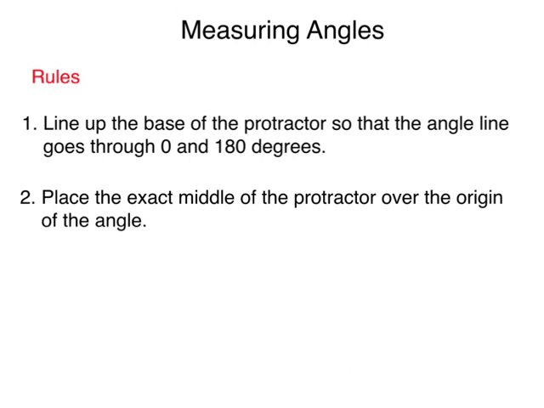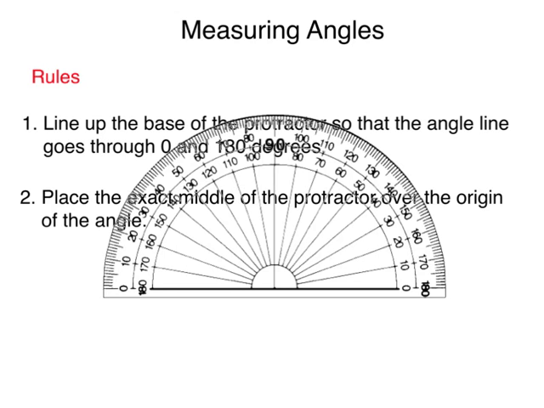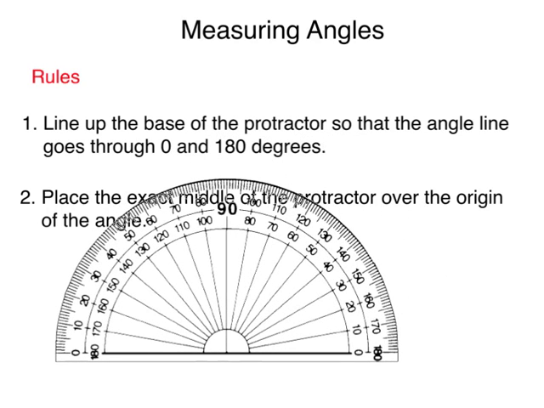Secondly, what you want to do is to place the exact middle of the protractor over the origin of the angle. So if I call in my protractor again, here it is, and I'll point to it for you. So I'm just going to move it over. Here we go. So that you place the exact middle of the protractor over the origin. So the origin of the angle has to go right where the red dot is, always, or else you'll end up with the wrong number.